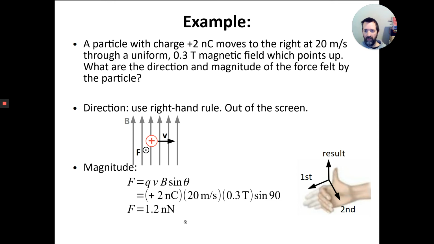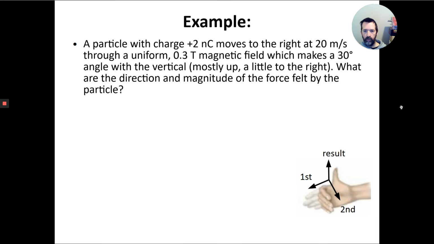If you're unsure about that, if you're uncomfortable, go ahead and convert it. Again, nano means 10 to the negative 9th. So this would be 2 times 10 to the negative 9th times 20 times 0.3 times sine 90. When you plug that in, you'll get 1.2 times 10 to the negative 9th. So it's still nano. I just carried the nano straight through.